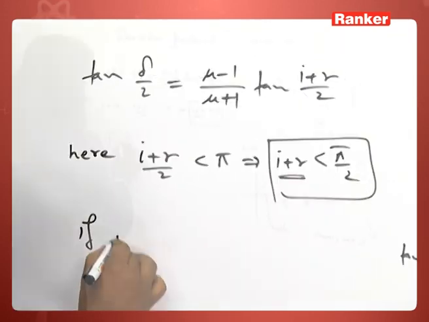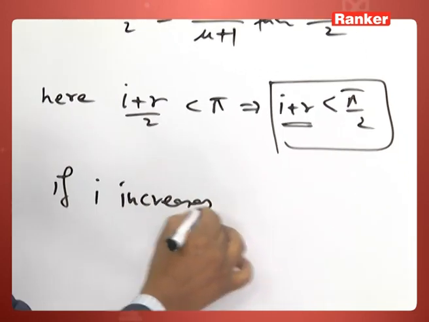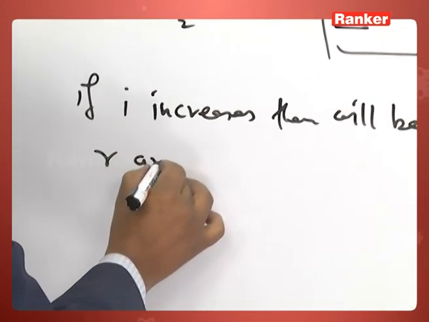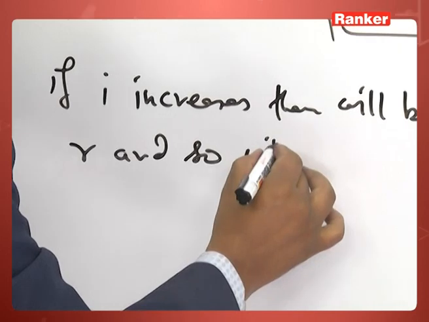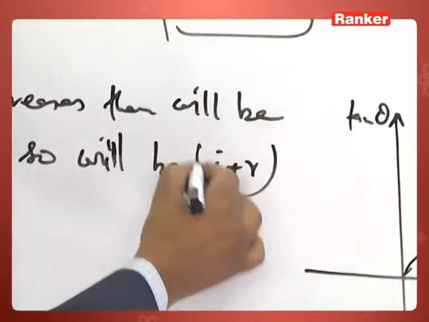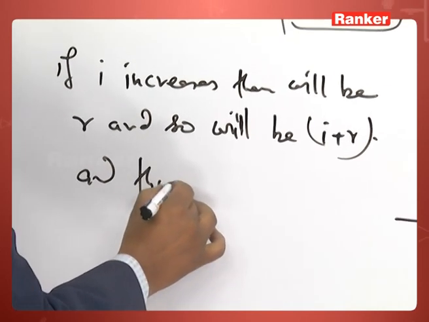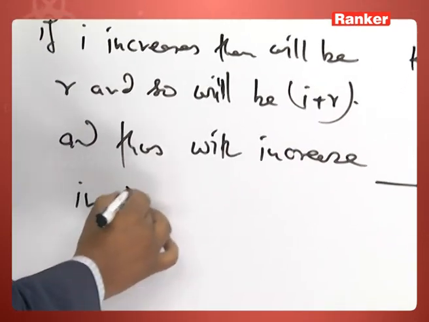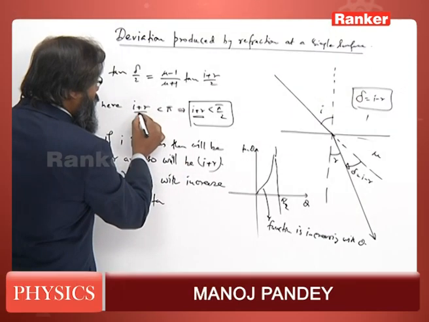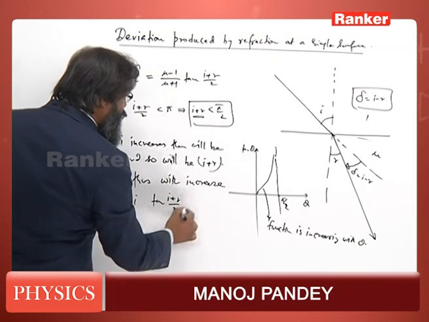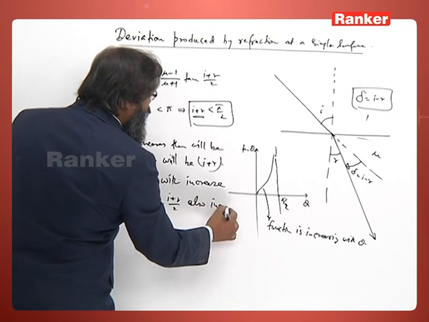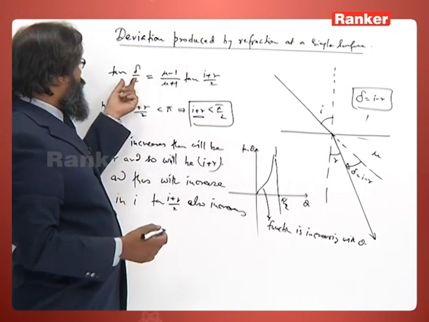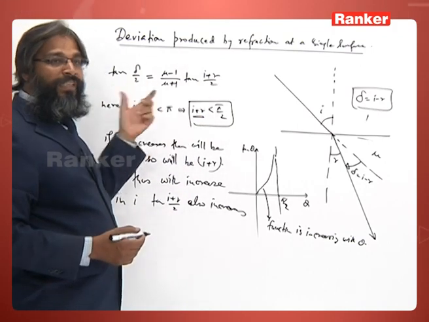So, if I increases, then so will r, and so will I plus r. And thus, with increase in I, tan of (I plus r) by 2 also increases. So, when I increases, this function increases. So, you see this deviation also increases.